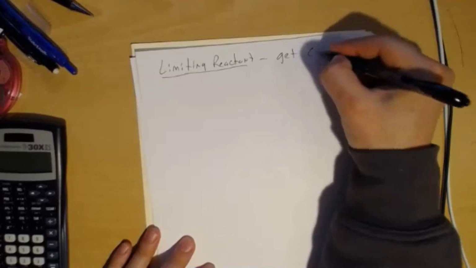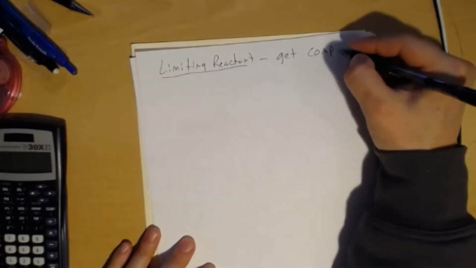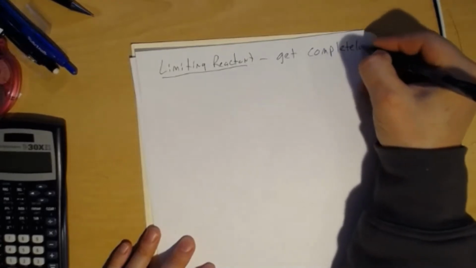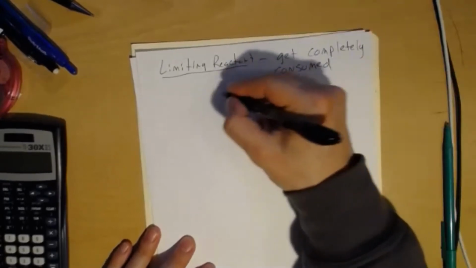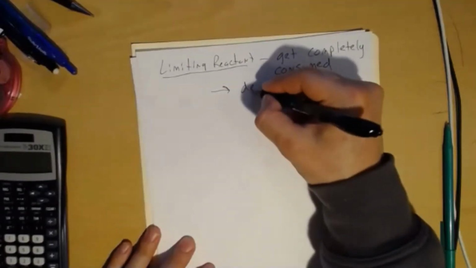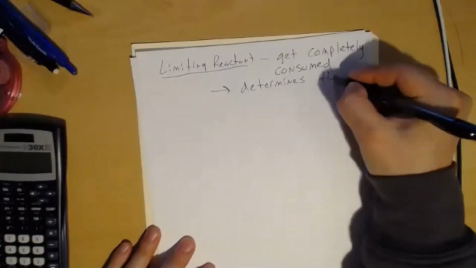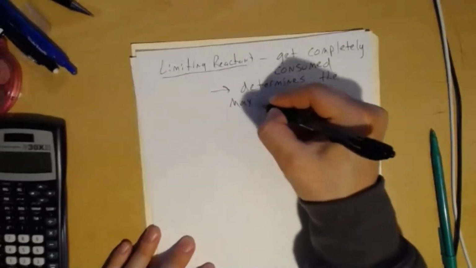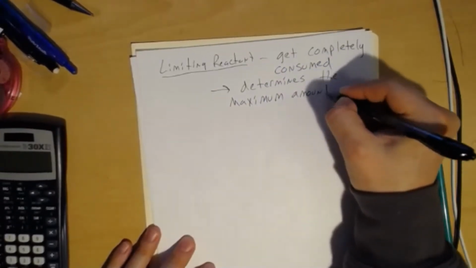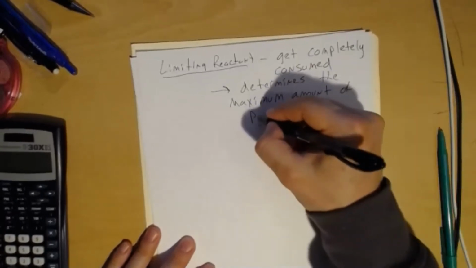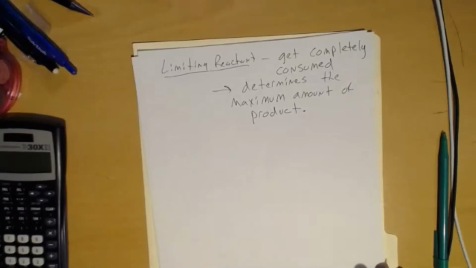Okay. So the limiting reactant gets completely consumed, right? So how many handlebars were left when we were building bicycles? 0. There were 0. And the limiting reactant determines the maximum amount of product.